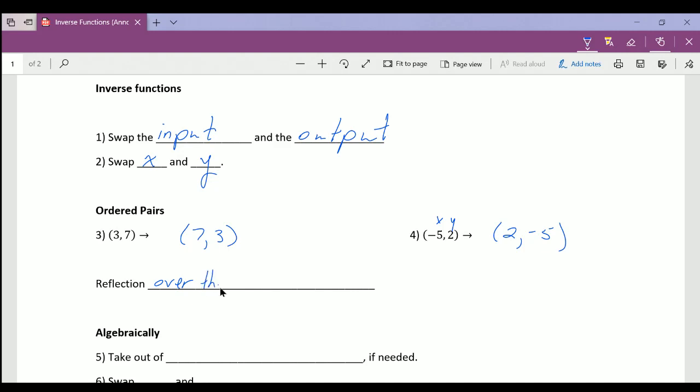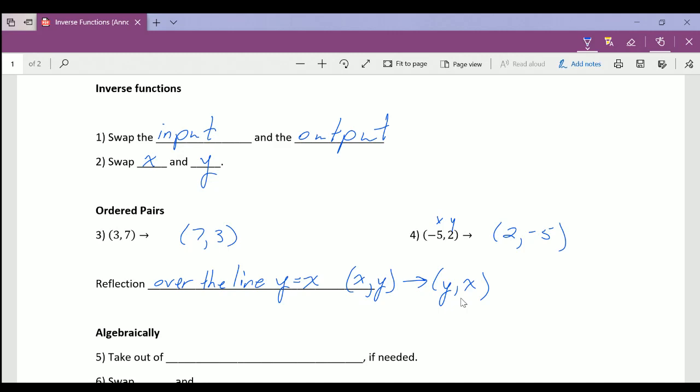If you do remember from geometry, like a year ago, this was a reflection over the line y equals x. If you think of it similar to that, the rule was (x, y) became (y, x). So that is, in a nutshell, everything that's going on there.